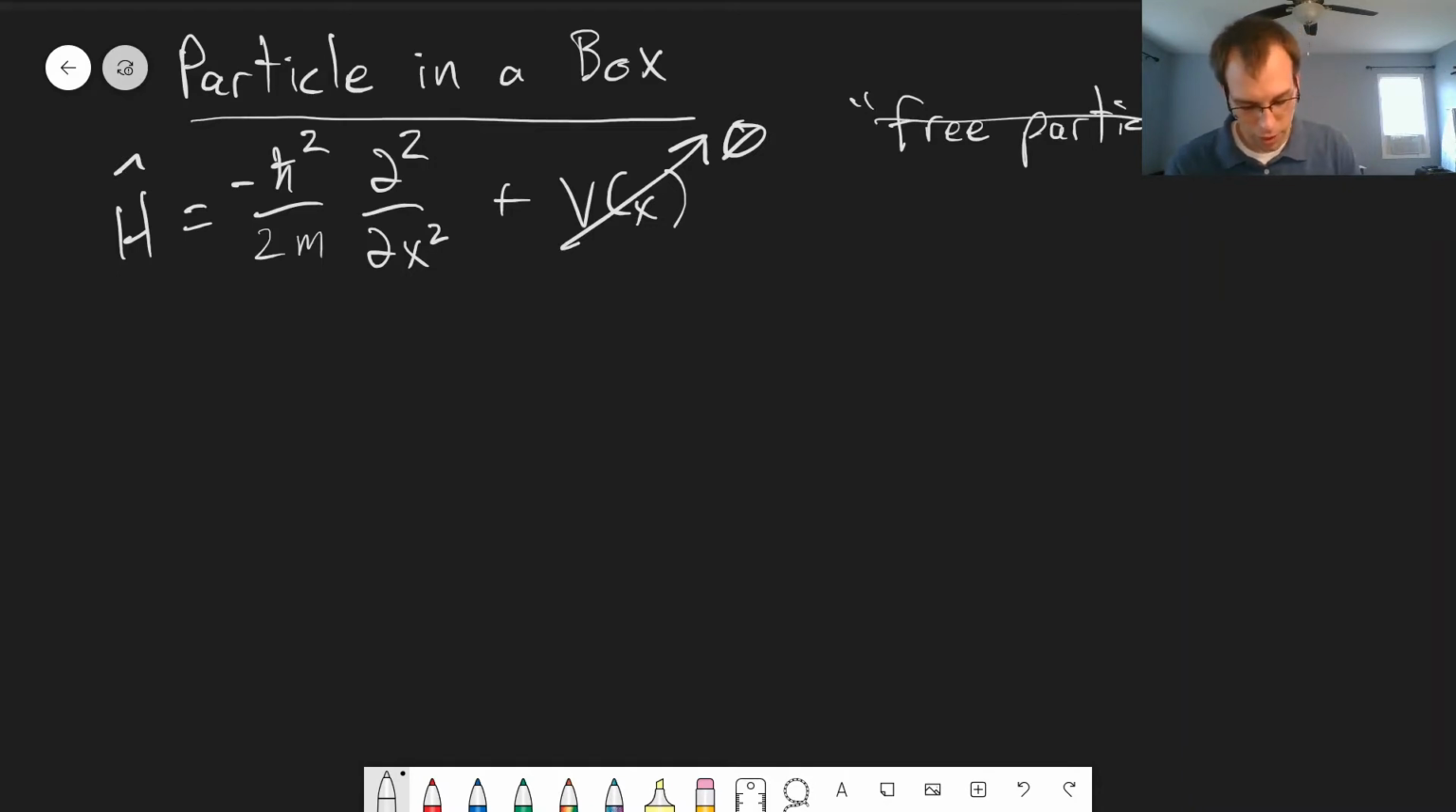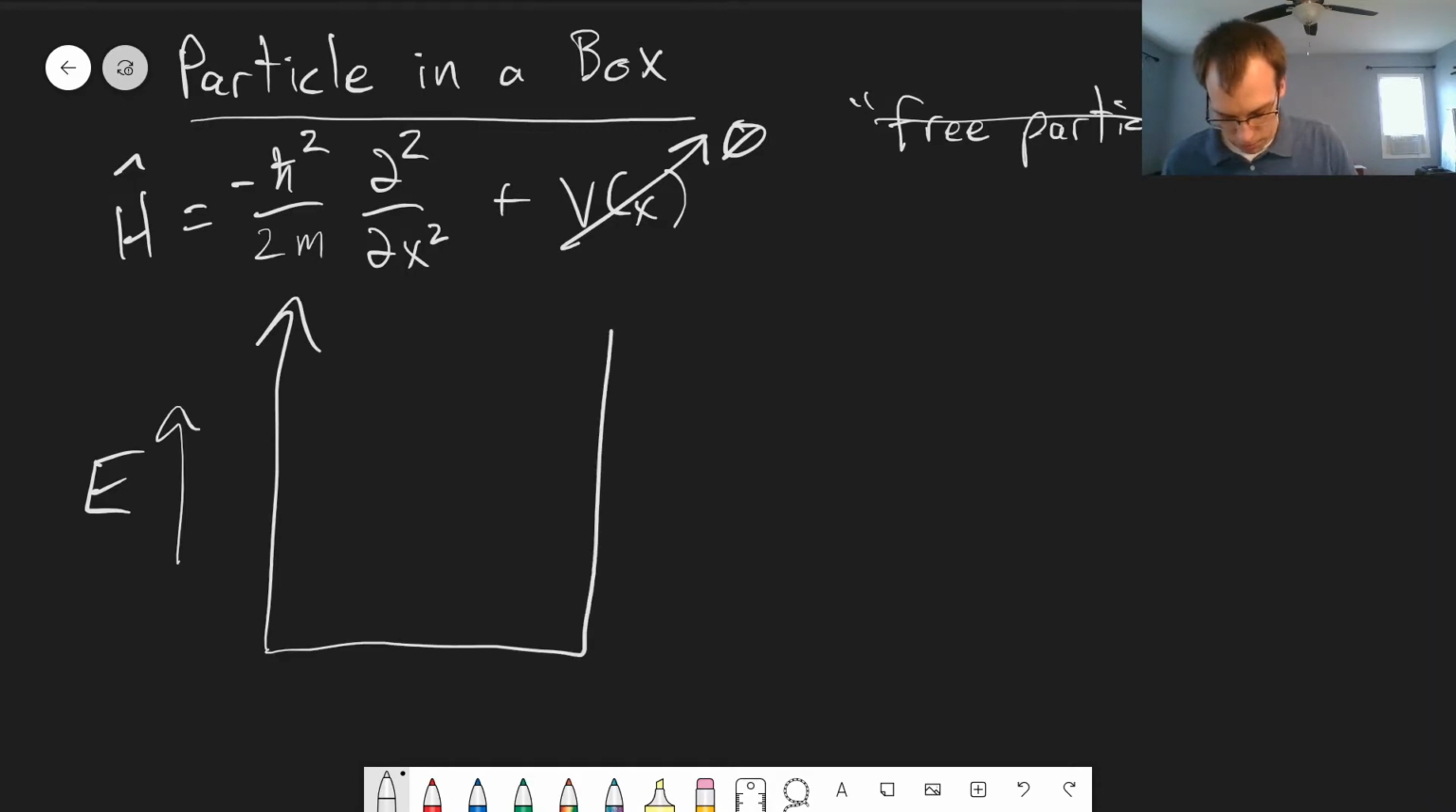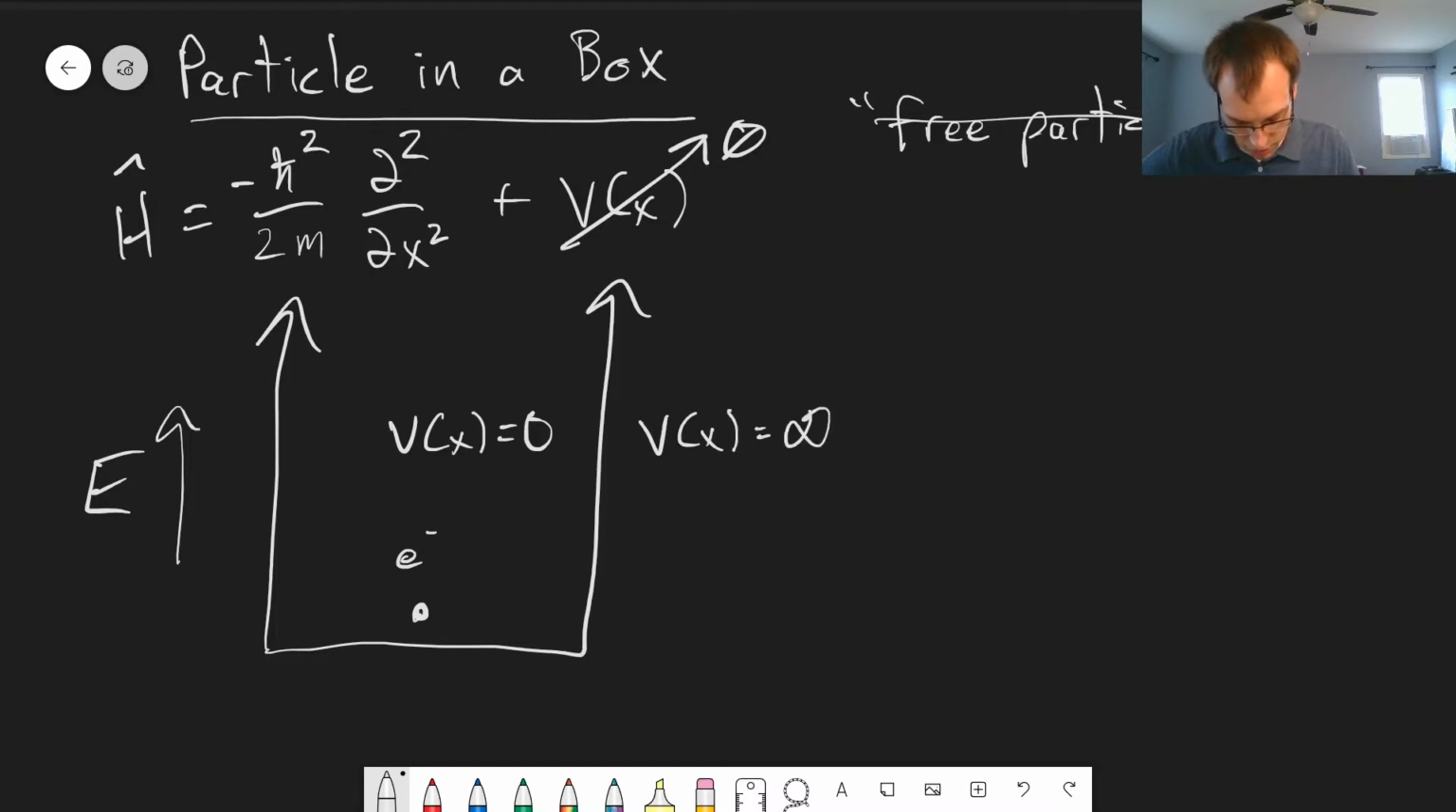So not the free particle, but a particle confined to a specific area in space. We'll represent this with this plot here, energy increasing here, and these lines here represent potential energy. And so our particle, whatever it is, an electron or whatever, is trapped inside of this potential well, we'll call it. Inside of the box, the potential energy is 0, and that satisfies keeping things really simple. And outside of the box, the potential energy is infinite. So the particle literally cannot leave the box by definition.